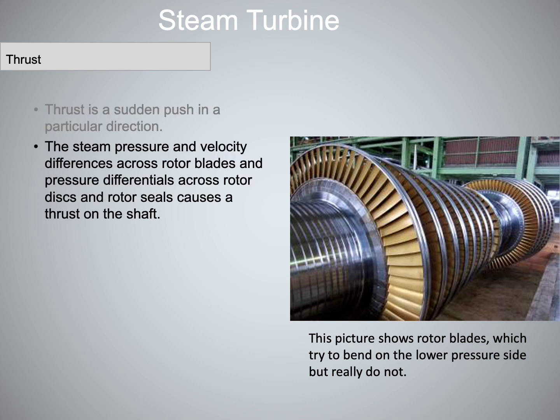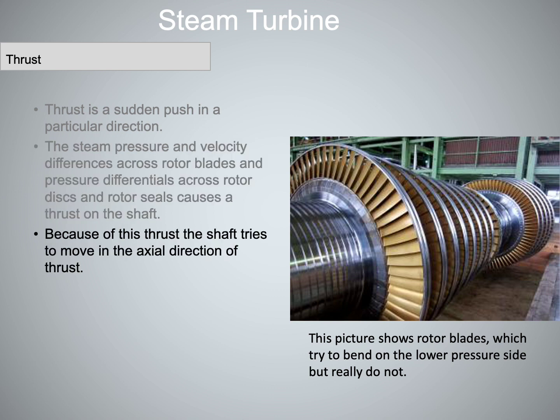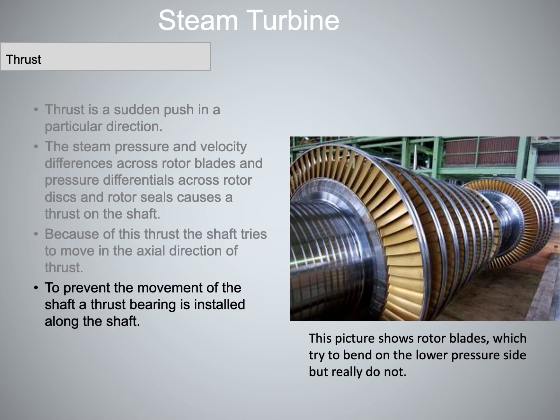Thrust is a sudden push in a particular direction. The steam pressure and velocity differences across rotor blades and pressure differentials across rotor discs and rotor seals causes a thrust on the shaft. Because of this thrust, the shaft tries to move in the axial direction of thrust. To prevent the movement of the shaft, a thrust bearing is installed along the shaft.